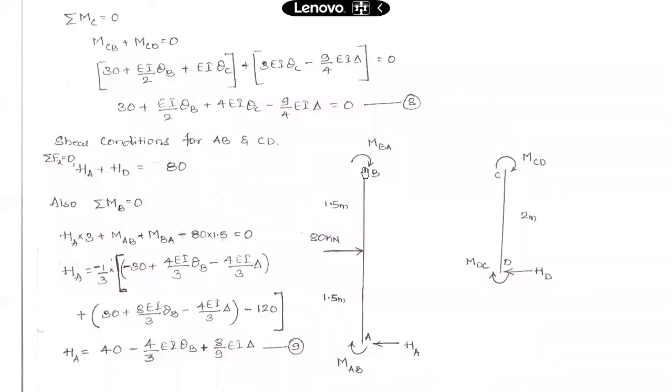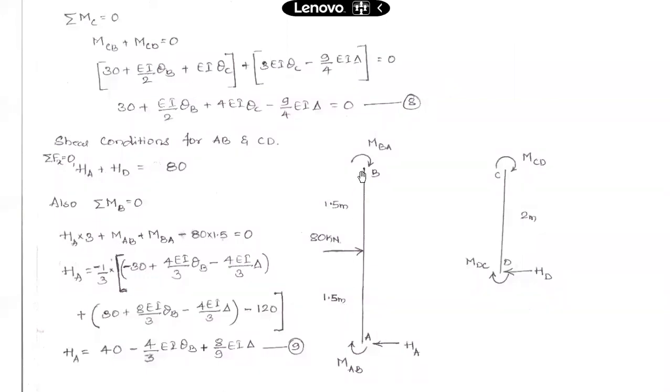So what are the moments coming about this joint? HA will have a moment about this joint, HA into this perpendicular distance, HA into 3 meters. It is in clockwise direction. So plus HA into 3. That is one moment. Then there is a couple MAB. This is a moment at joint A, which is assumed to be in clockwise direction. I assumed all moments at joints as clockwise.